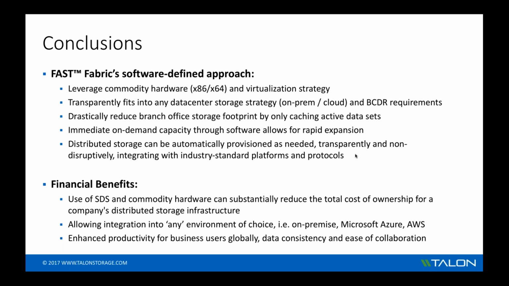If you lose a branch office, it's a matter of spinning up another VM and presenting the centralized data set. Your cache will hydrate automatically as your users are accessing the data. You get immediate on-demand capacity through the software, and it allows for rapid expansion.